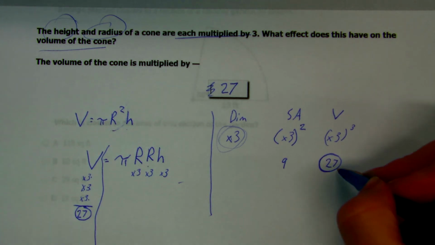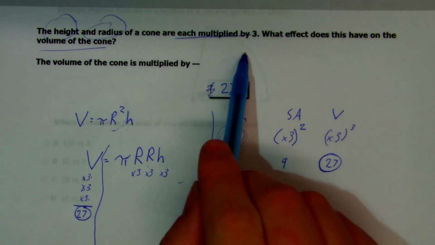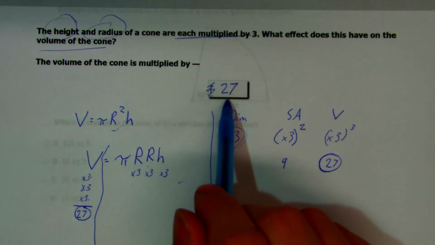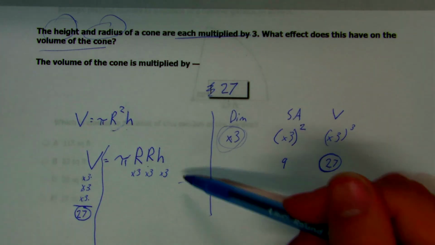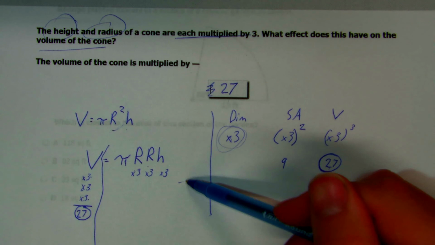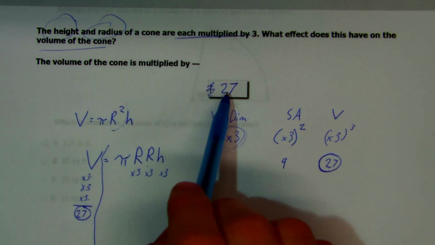This chart is helpful when all your dimensions change in the same way, and it works for this problem. It's not always going to be as helpful as writing out the formula, though. The correct answer is the volume of the cone is multiplied by 27.